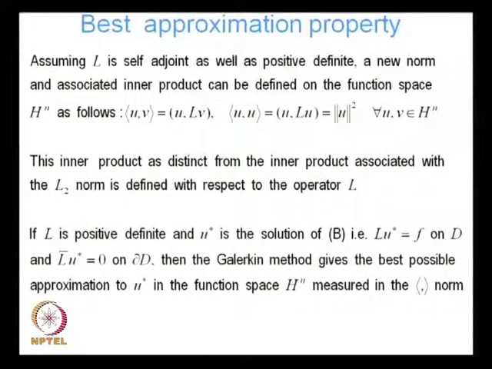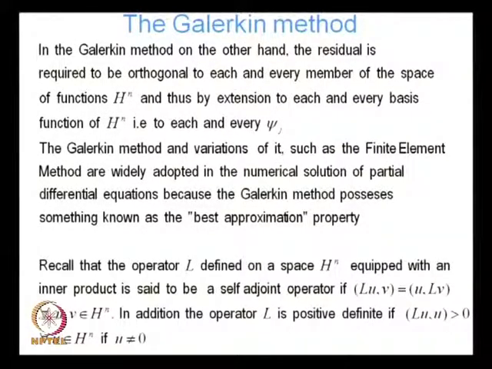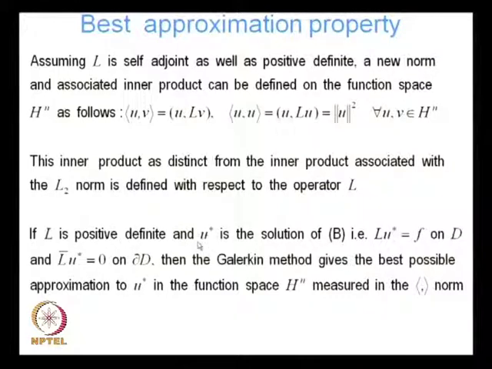So, what is the best approximation property? The best approximation property is this: if my operator L is positive definite, meaning that it satisfies this property, and u star is the solution of my problem B, which was L u star is equal to f on D, L bar u star is equal to 0 on del D, and u star is the true solution of the problem, then the Galerkin method always gives the best possible approximation to u star in the function space measured in this norm. As soon as you say it is the best approximation, you have to show in what norm it is the best approximation.